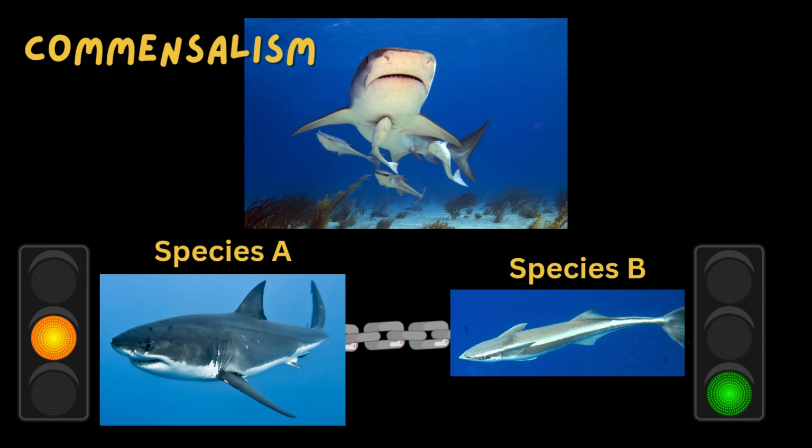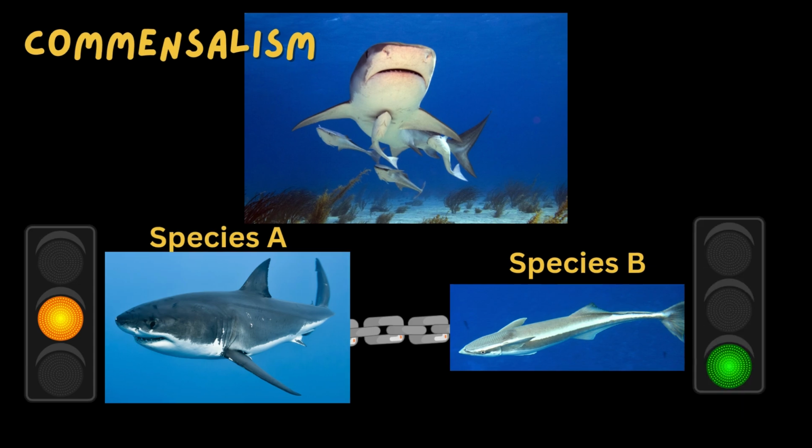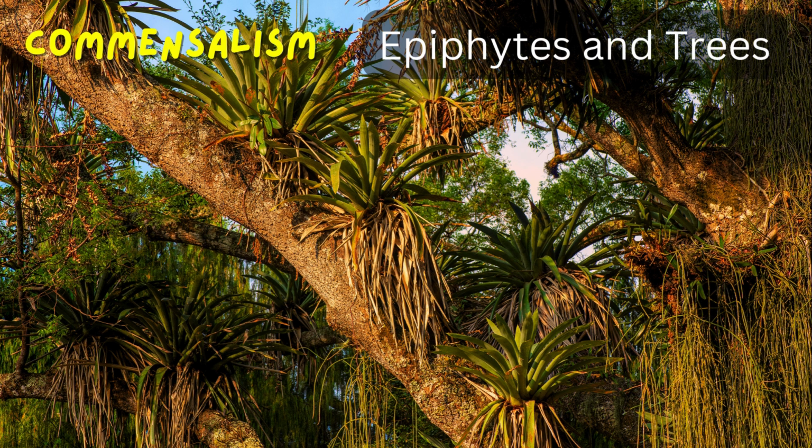Commensalism is a fascinating type of interspecific relationship where one organism benefits and the other is neither harmed nor helped. This relationship allows one species to gain an advantage without impacting the other, and it occurs across various ecosystems. Let us look at some examples of commensalism in different habitats.